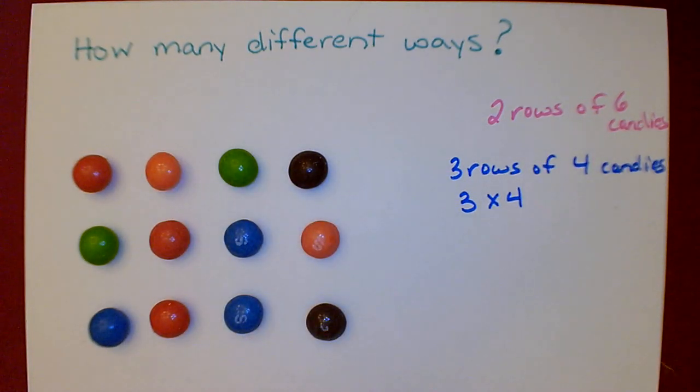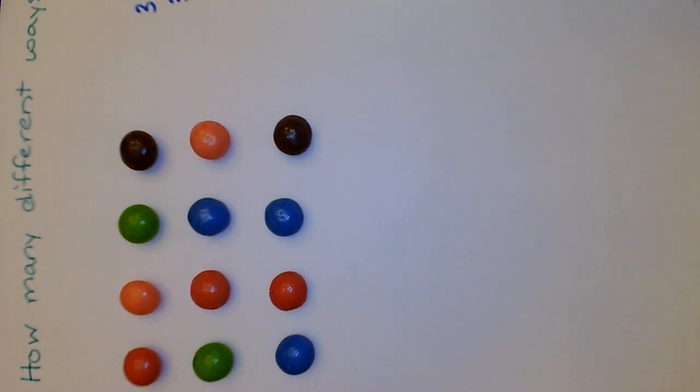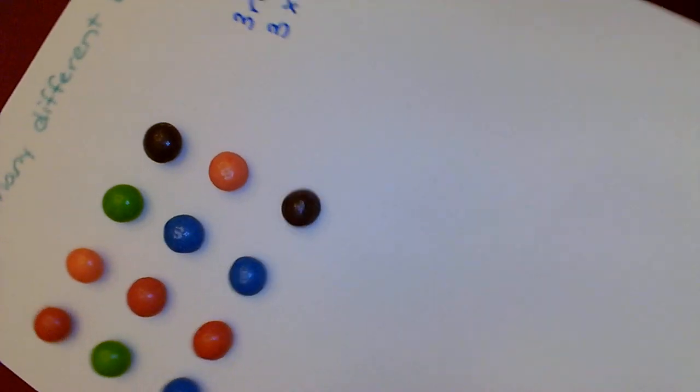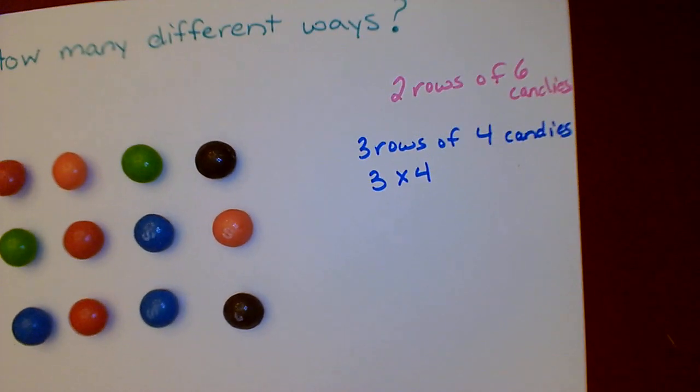Because I could just go ahead and take my paper and just kind of flip it. And I could twist it this way, and now I suddenly have 4 rows, and each row has 3 candies. So now I have 4 rows of 3. Isn't that cool? And that has to do with that whole commutative property. But let's just stick with what we're doing.